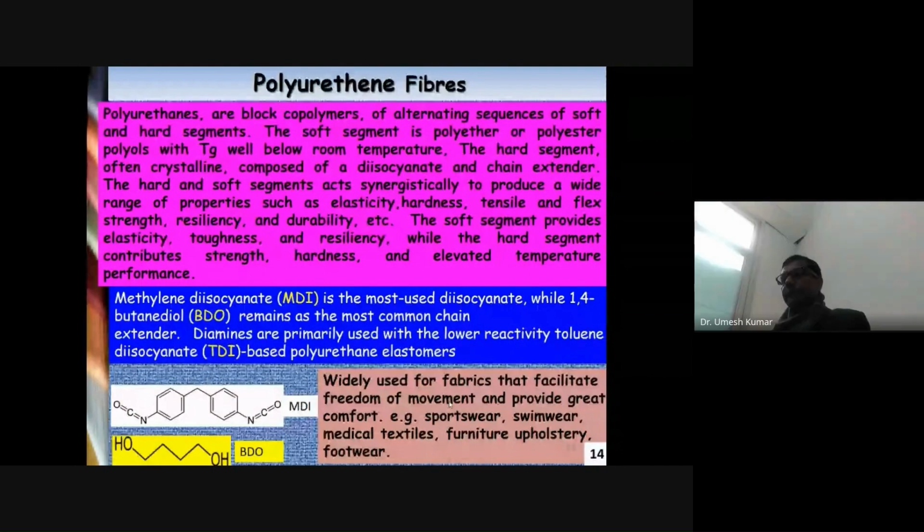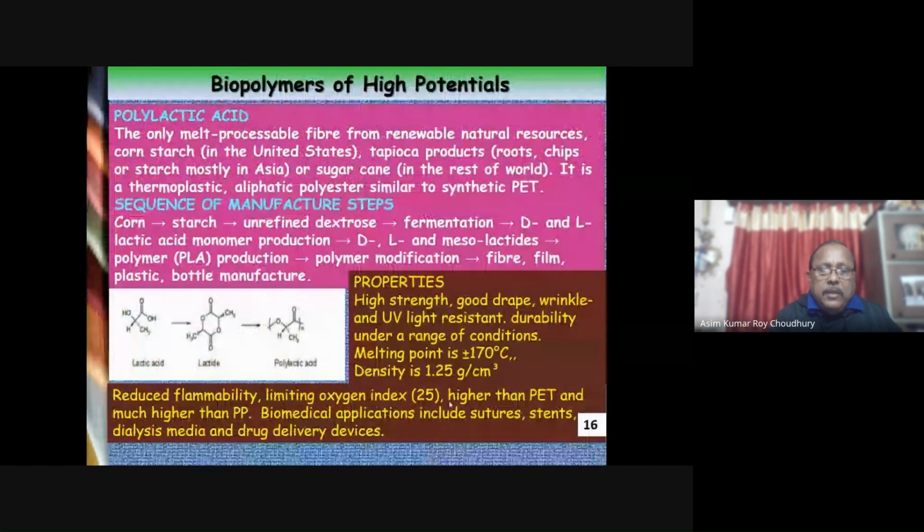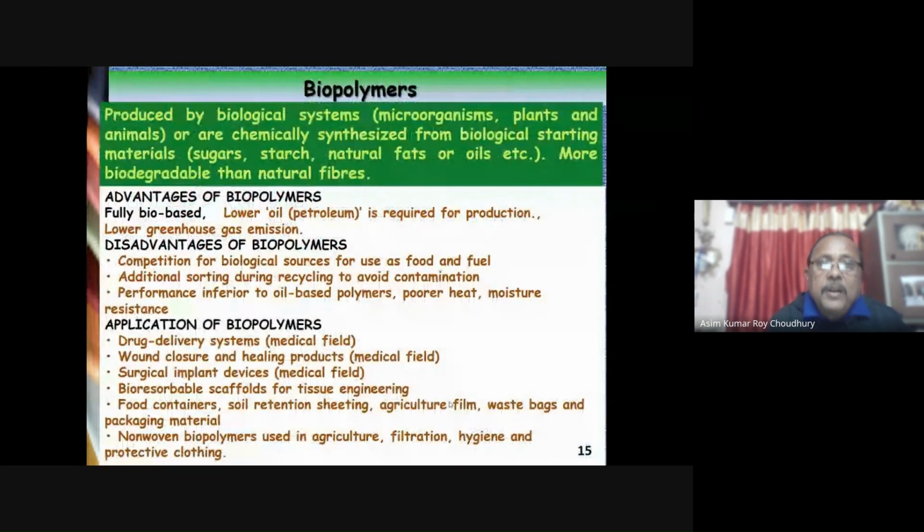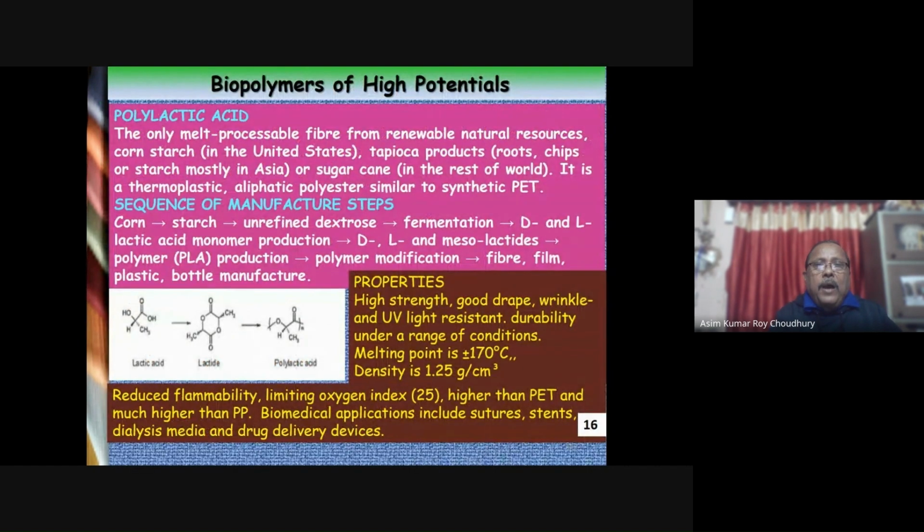Polyethylene, biopolymers. They are prepared in biological systems instead of synthetic processes. They are from developed microorganisms, plants and animals. They are biodegradable and can be used for medical purposes. Advantages and others are given. Then biopolymers of high potency are polylactic acid.